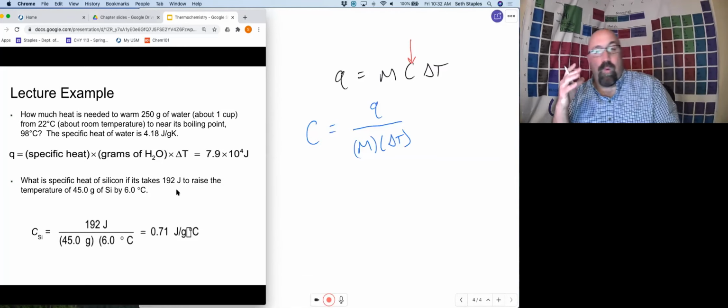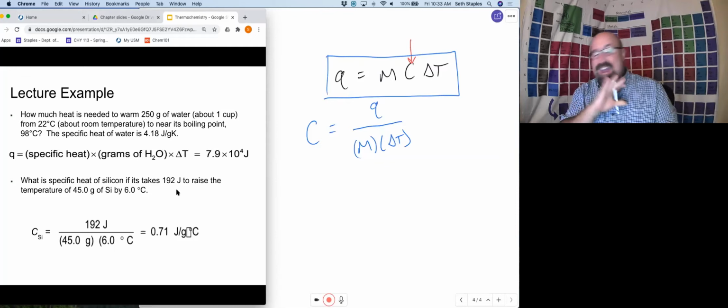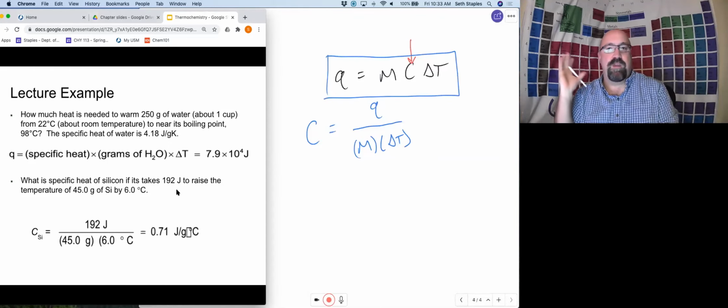But the moral of the story here is that using our heat equation, Q equals mc delta T, we can solve for any one of those 4 variables, as long as we know the other 3. If we're given the heat, the specific heat, and our delta T, we can find the mass, and so forth. If we know our heat, our mass, and our specific heat, we can find the temperature change, and so on and so forth. As long as we know the other 3, we can find the 4th item.